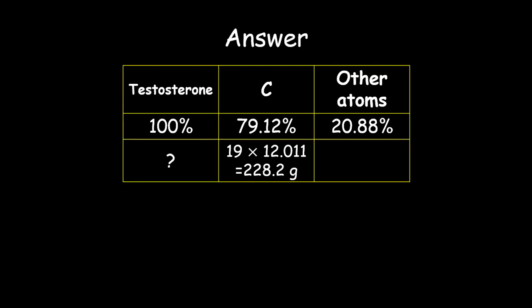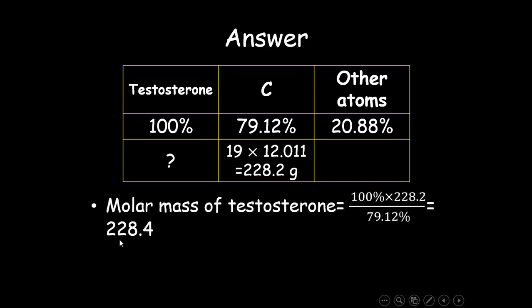So testosterone has 100% of the whole compound. That's very obvious. Carbon 79.12%, and the other atoms would be 20.88%. And he told us that the carbon in the mole is 228.2. So instead of getting the other atoms by cross multiplications and adding both of them in order to get testosterone, we're going to directly multiply 228.2 times 100 over 79.12, which is equal to 288.4. So the answer would be E.